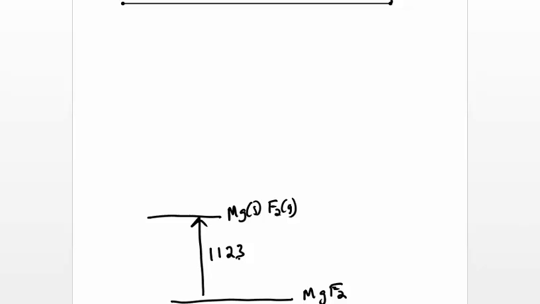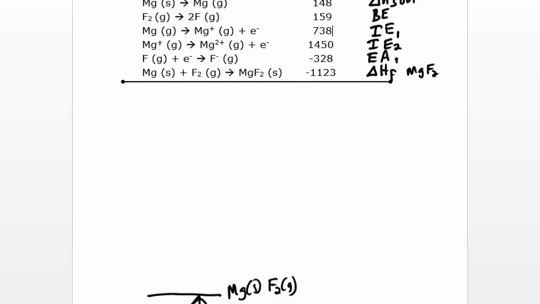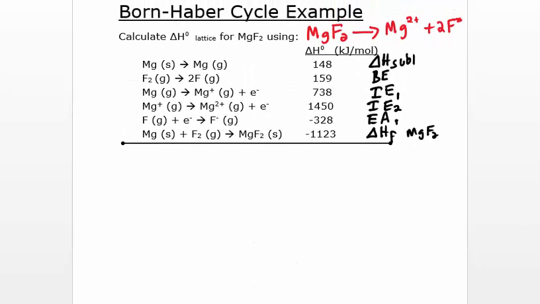All right, then we're going to start doing stuff to the magnesium and the fluorines using the reactions above and try to get to the state where we have these two ions, Mg2+ and F minuses.